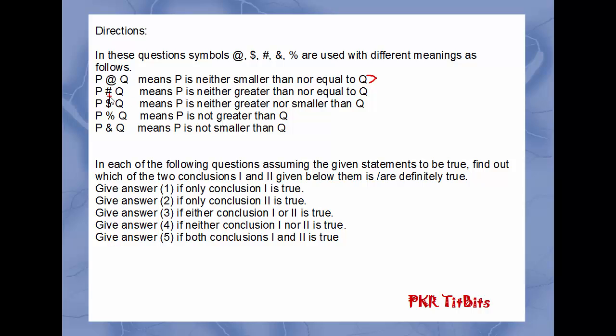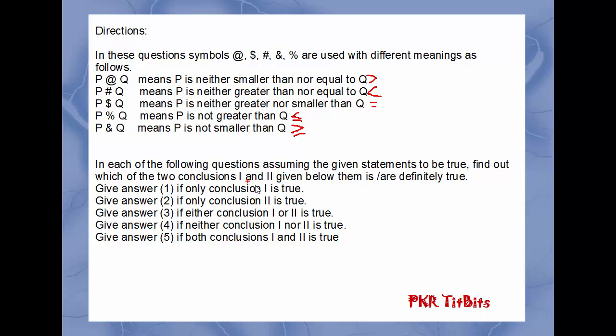Here hash represents neither greater than nor equal to, so it should be less than. For dollar, it is represented as neither greater nor smaller, which is equal. Now for the percentage, they have given it as not greater than, so it is less than or equal to. For ampersand, they have given it as not smaller than Q, so it is greater than or equal to.